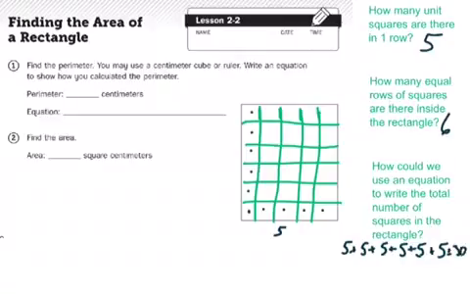It's not a very efficient way. So a more efficient way of doing that same work would be I have 6 rows of 5, right? So 5 times 6, because I have 5 6 times, right? And that equals 30. It's a little bit more efficient way of doing that same exact work.